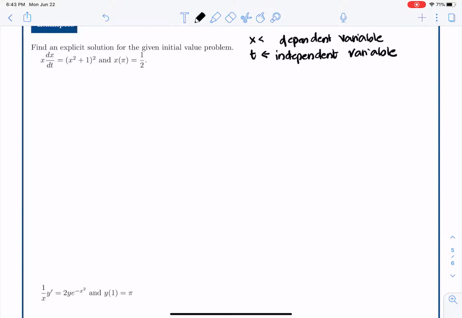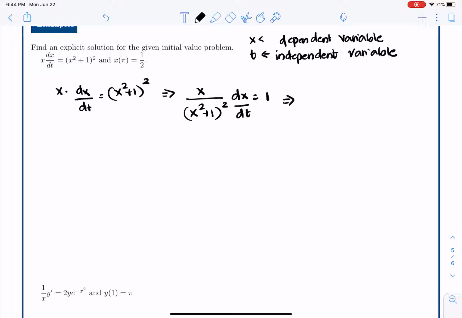So we have to group all the x terms and the t terms together. So x times dx over dt would equal x squared plus 1 squared. Group all x terms on one side, so I'm going to divide by x squared plus 1 squared. Multiply by dt on both sides.